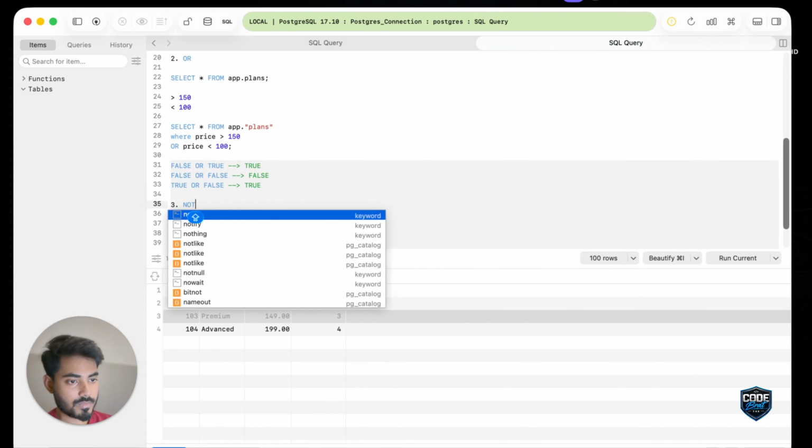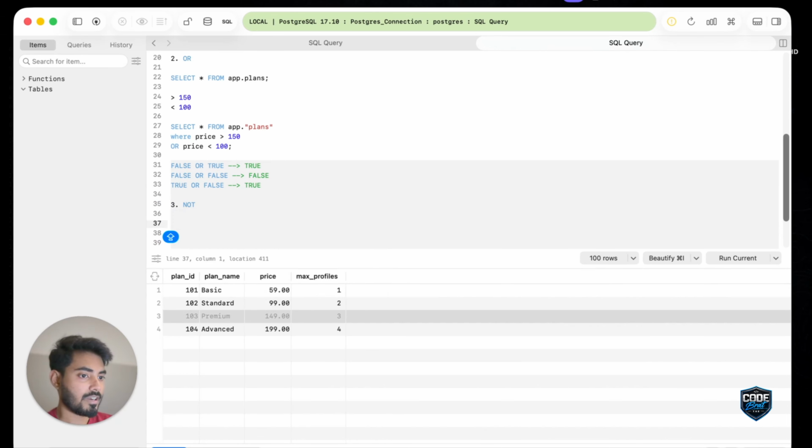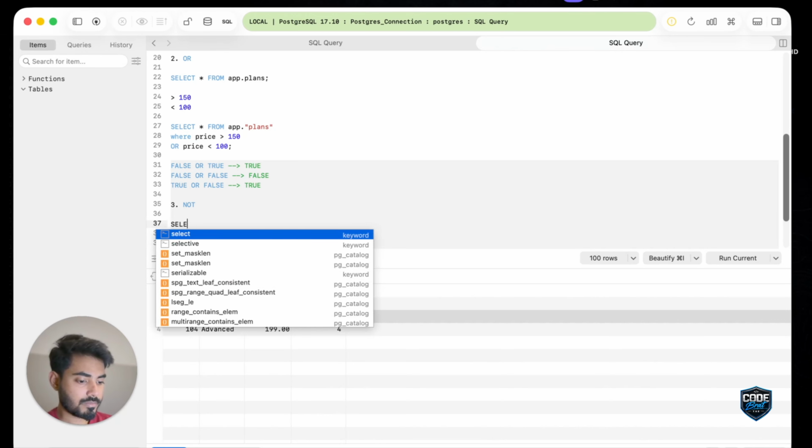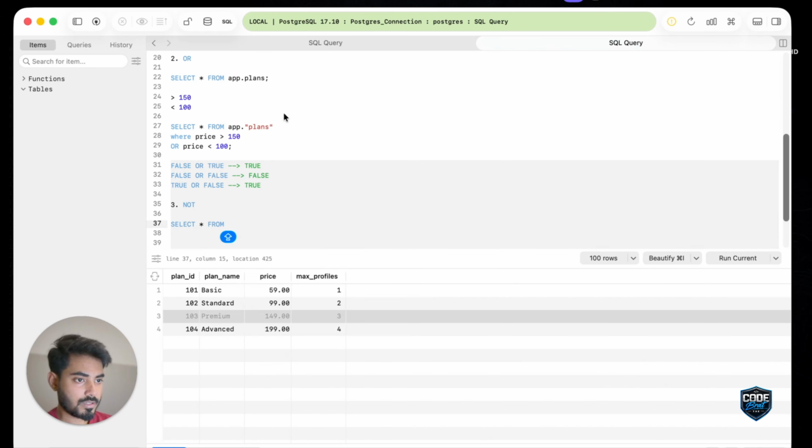Let's see the third logical operator, which is NOT. When we want to reverse one particular filtering condition, we use this NOT logical operator. Let's write this SQL here. Select star from the same table where now I want only those plans which have price not equal to 59. If you remember, in the previous session, we learned about comparison operators, right? So here we can use a comparison operator as well. But since we are using logical operators, I will write the logical operator here.